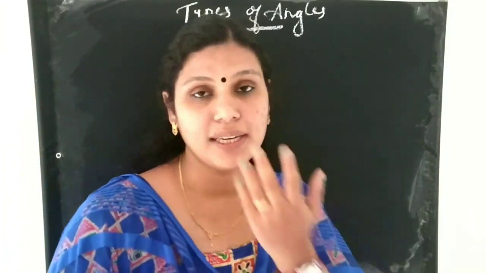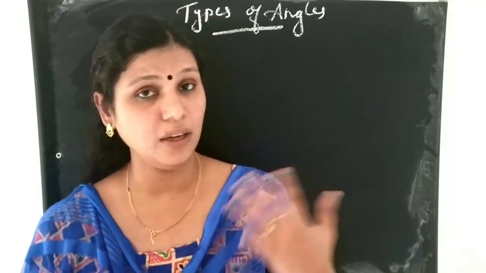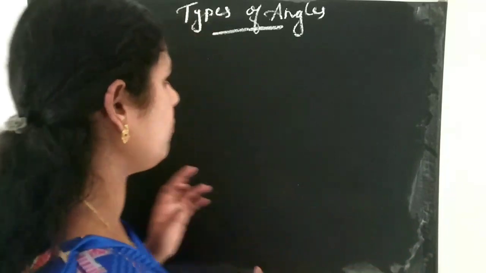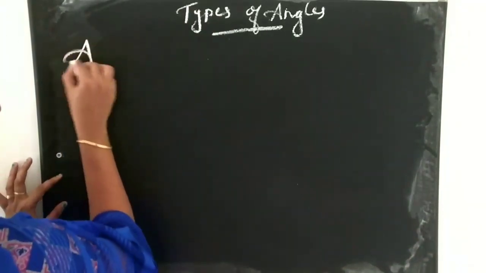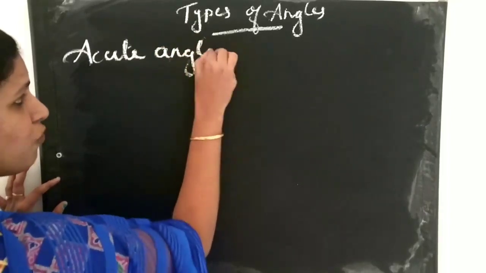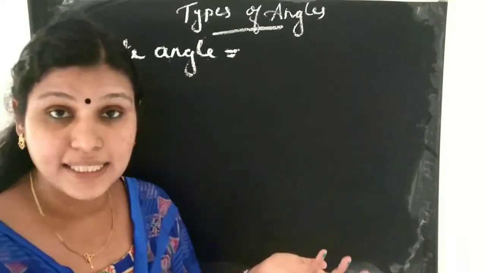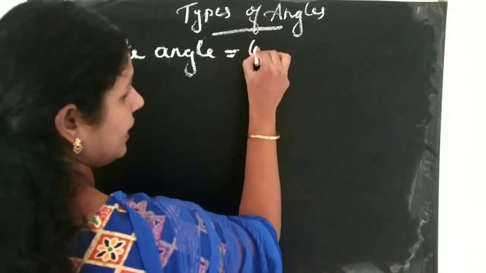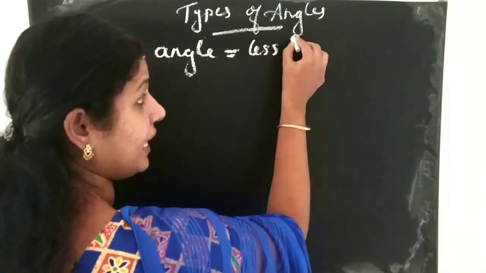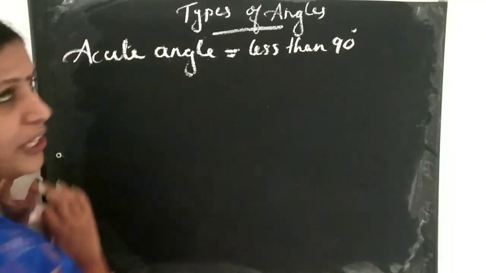In earlier classes you had studied about types of angles. That is acute angle, obtuse angle, right angle, like this. What do you mean by acute angle? Acute angle is less than 90 degrees, isn't it? The angles whose measure is less than 90 degrees are acute angles.